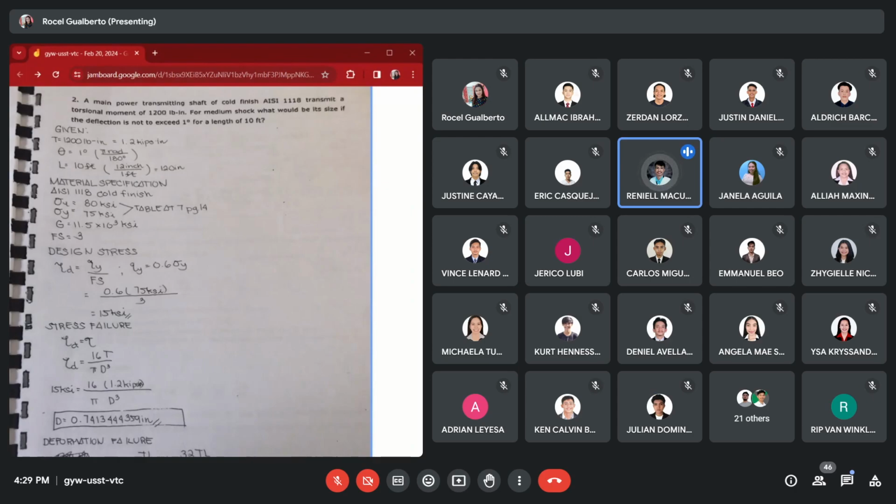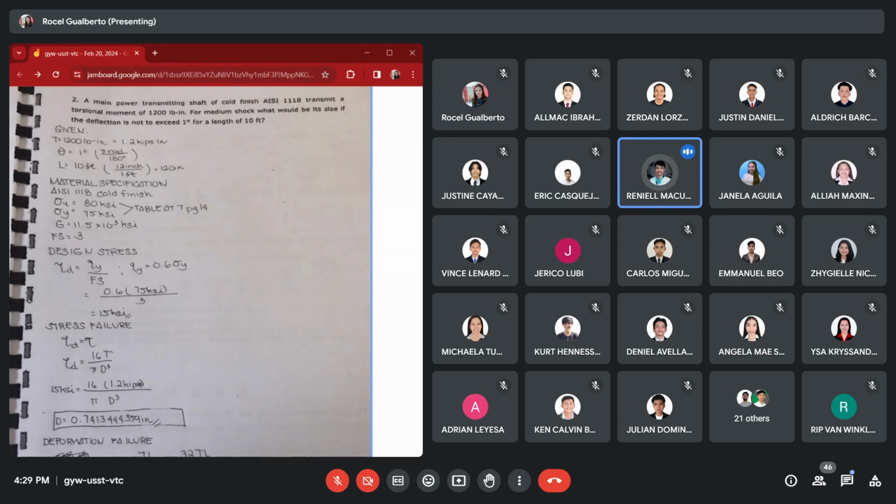Then let's go naman po sa design stress. Tau D is equal to tau Y over Fs. Ang tau Y po is equal to 0.6 times sigma Y po, ma'am. Then equals to 0.6 times yung 75 KSI over 3 is equal to 15 KSI. Then sa stress failure naman po, tau D is equal to tau.